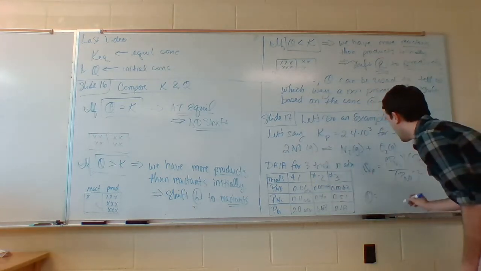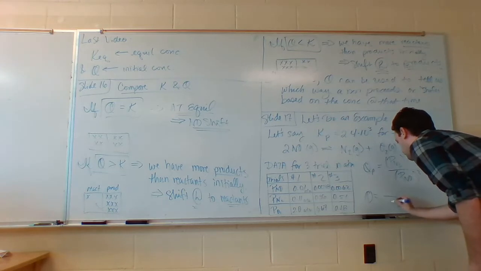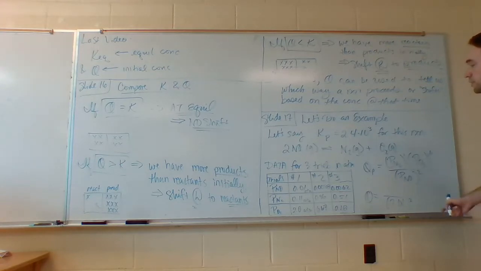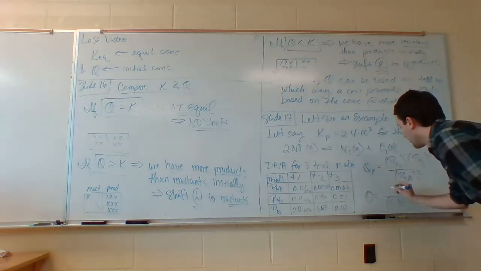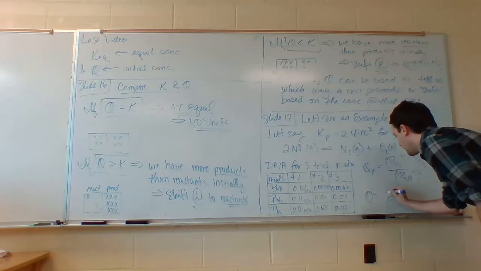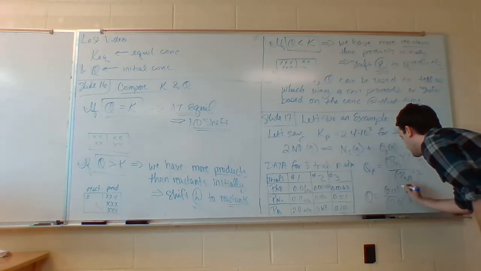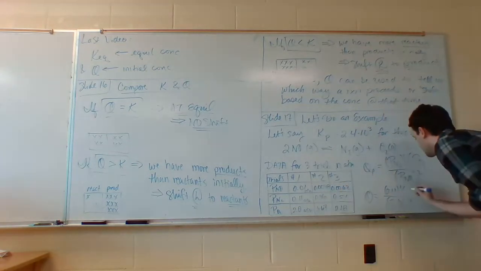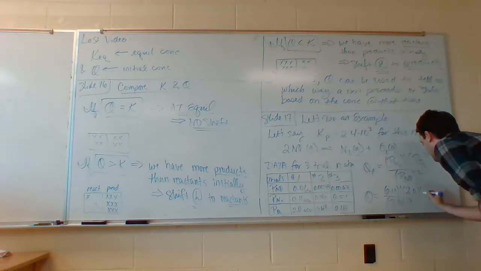So we have P_NO, which is 0.01 atmospheres squared, because its stoichiometric coefficient was 2. Then for our partial pressure of N2, that was 0.11 atmospheres to the first, and then we have our partial pressure of O2, which is 2 atmospheres raised to the first.